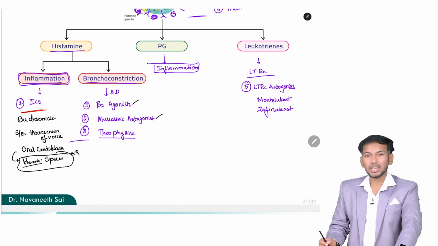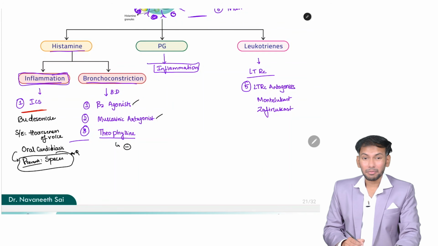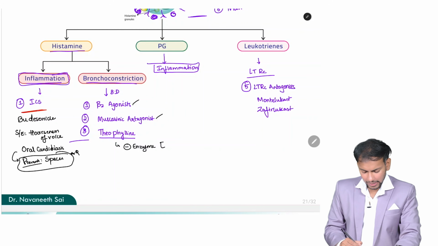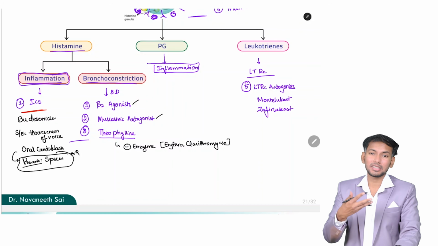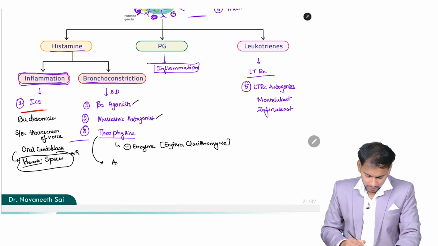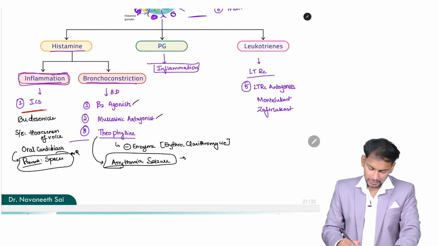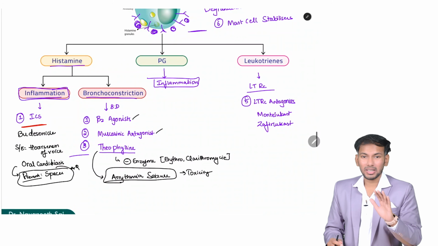Beta-2 agonists and muscarinic antagonists, you have already studied in the first chapter itself. Now, theophylline, I asked you to remember when it is given along with an enzyme inhibitor, that is erythromycin or clarithromycin. This is what the questions are usually asking. What you see is toxicity of theophylline. What do you see in toxicity of theophylline? Mostly it will cause arrhythmia and it will also cause seizures or epilepsy. This is what I want you to remember. Leukotriene antagonists I have already told you. So that's all about the drugs in bronchial asthma.